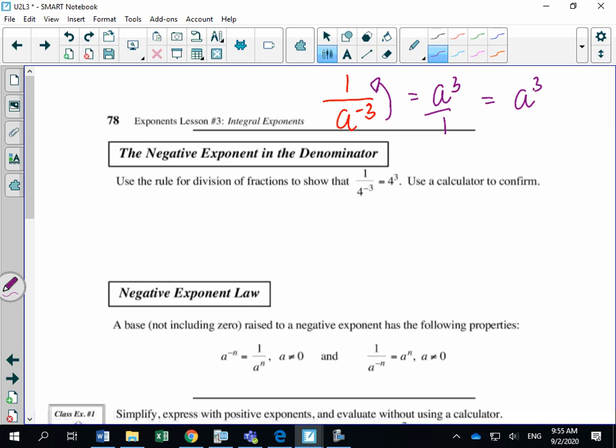So again, if I gave you 1 over b to the negative 5, you would say, okay, I need to make that negative positive. That's going to be b to the 5.